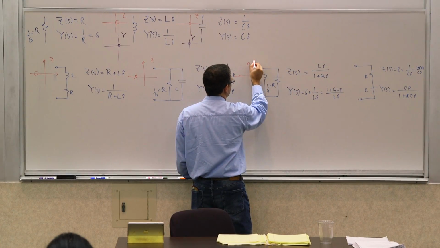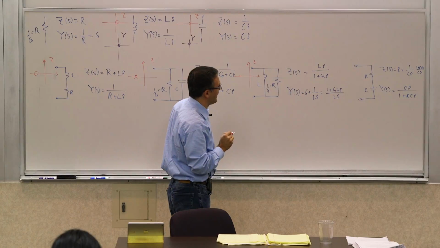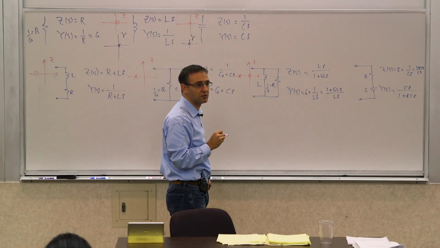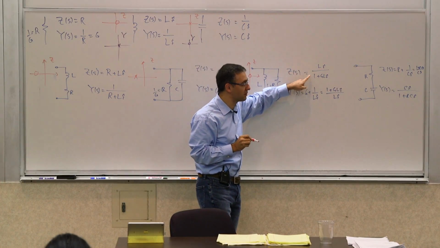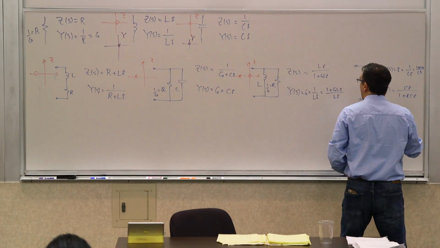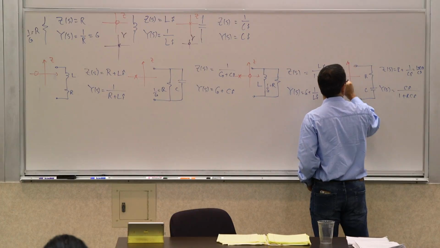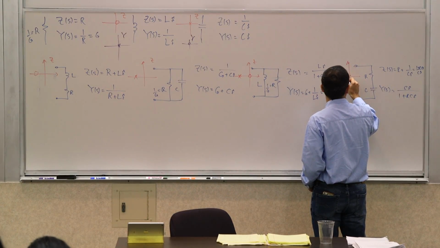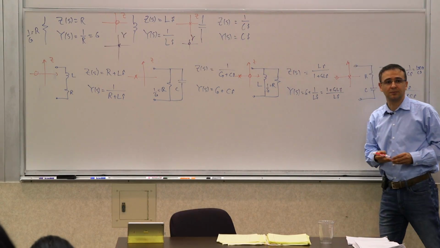Now, how about this one? What do I have here? I have a left half plane pole and a 0 at the origin for the impedance. And here, what do I have? For the impedance, I have a pole at the origin and a left half plane 0.